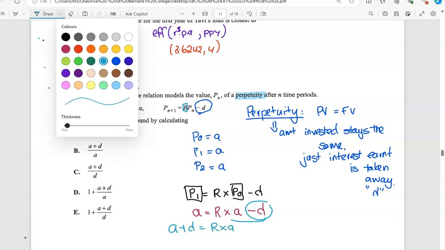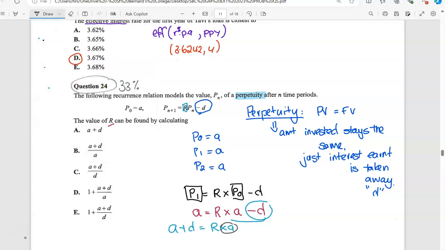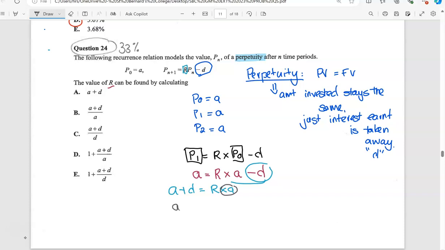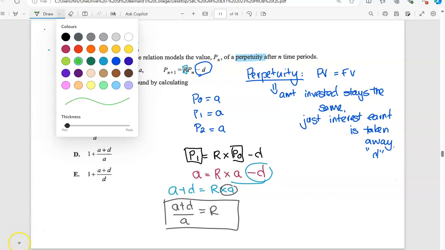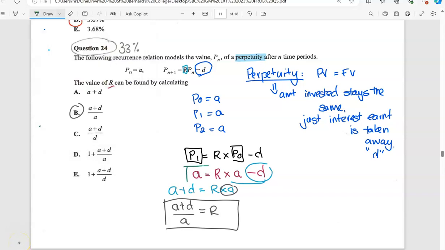Now I want to move this one, because I just want R. What's the opposite to timesing? Divide by A equals R. Is that an answer? Yeah. So which one is it? B. Good. Just to let you know, you could have got to this part, copied out your formula and done solve, comma R, and you would have ended up with the same. It would have said A plus D over A, okay?